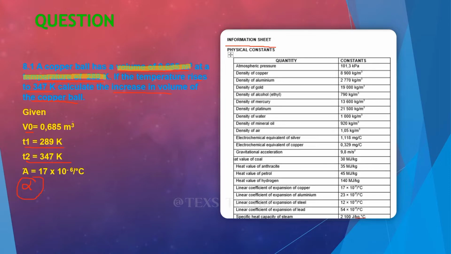So if you go to your question paper, you have a formula page followed by an information sheet, and it's called the physical constants. Under quantity, we are going to look for the linear coefficient. We know the substance we are using is copper, and here the constant is given as 17 times 10 to the minus 6 per degree. So that means the coefficient is measured when the temperature is in degrees. What you will notice here is in this question, the temperature is not in degrees, the temperature is in kelvins.